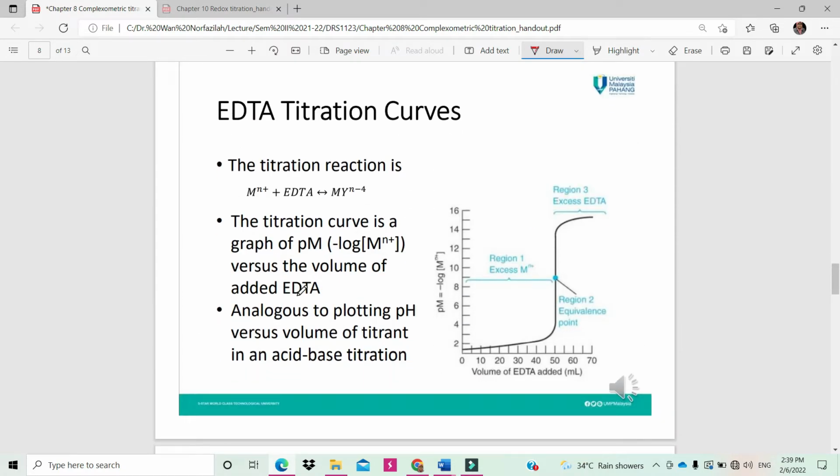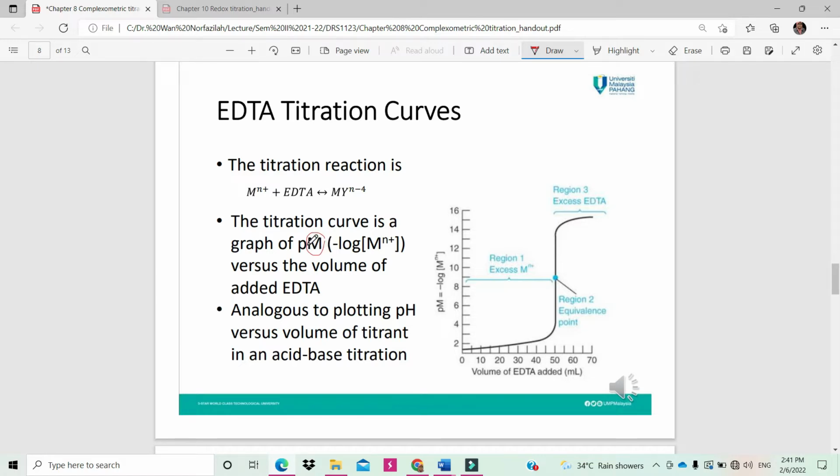As usual, when we are talking about titration, we will have a titration curve. Now, we are looking at the EDTA titration curve. The titration reaction is between the metal ion M, which will be Mg if it is magnesium, or Ca if we are titrating calcium ion, and EDTA, and it will become metal-EDTA. The titration curve is a graph of pM. Remember acid-base titration is pH, precipitation titration is pCl, and for EDTA titration it is pM. This capital M refers to the metal.